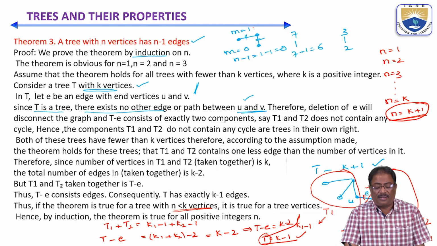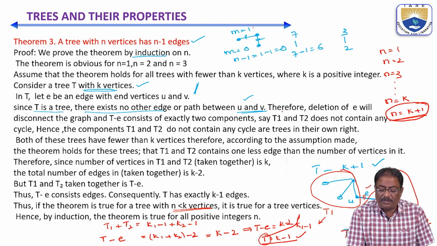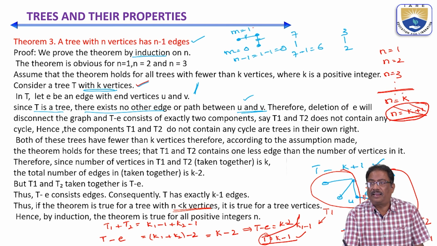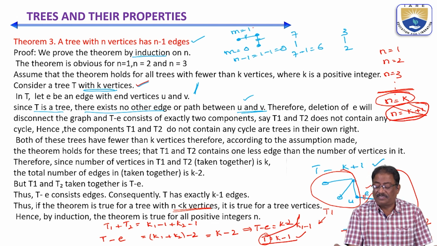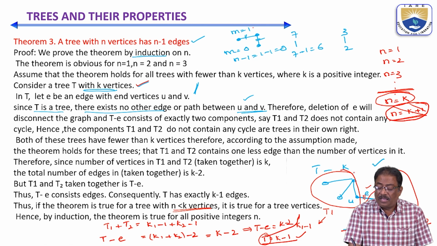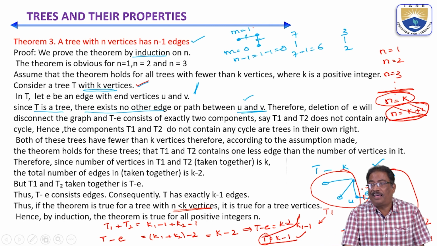Or else, instead of taking K plus 1 vertices, we are going to use the induction step: assume it is true for fewer than K vertices. So we take a tree which is having K vertices. Then if I remove any one edge, it will become fewer than K vertices.